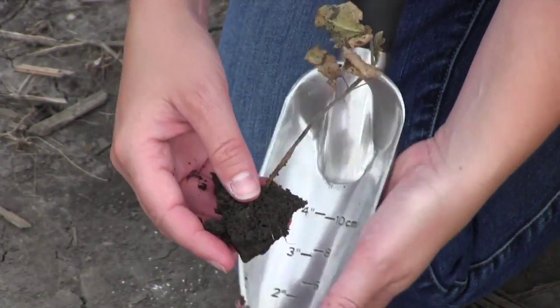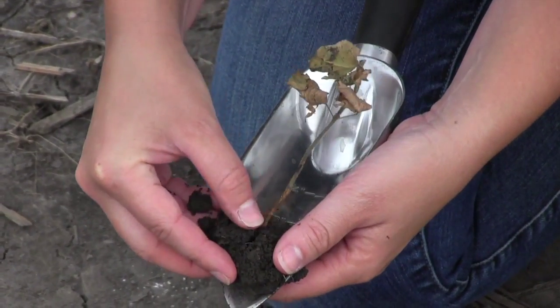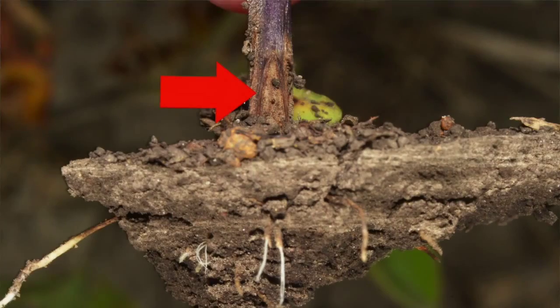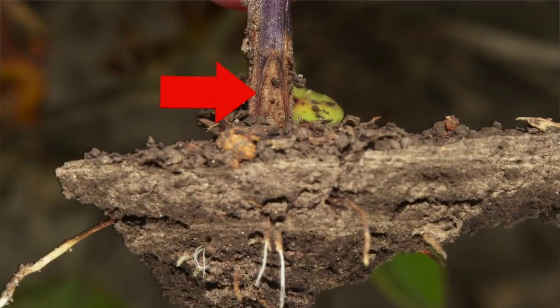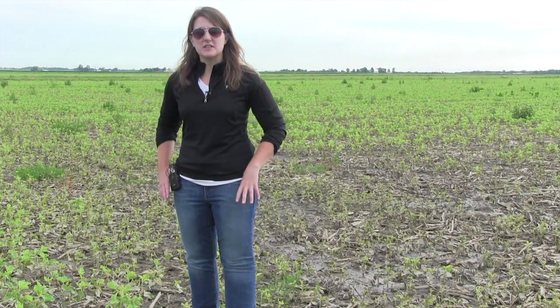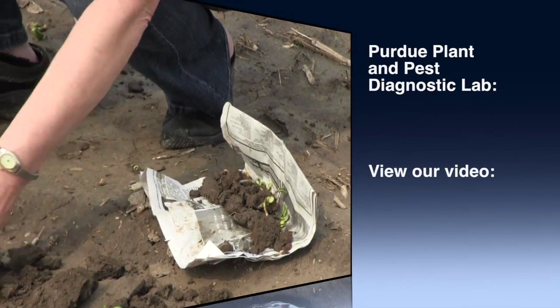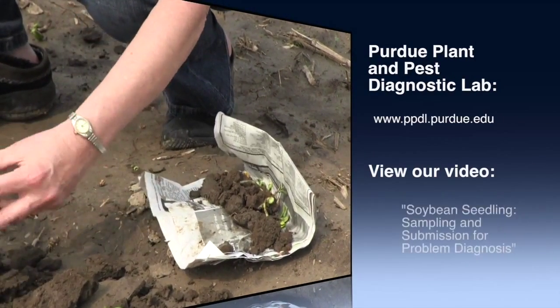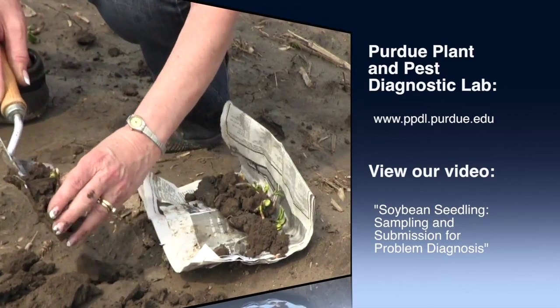Rhizoctonia will also cause a rot on the roots and crown, and often the first indication is a red lesion at the soil line. It's very difficult to diagnose seedling blights in the field since some of the symptoms of the individual seedling blights may appear similar. For proper diagnosis, remember to submit samples to the Purdue Plant and Pest Diagnostic Lab.